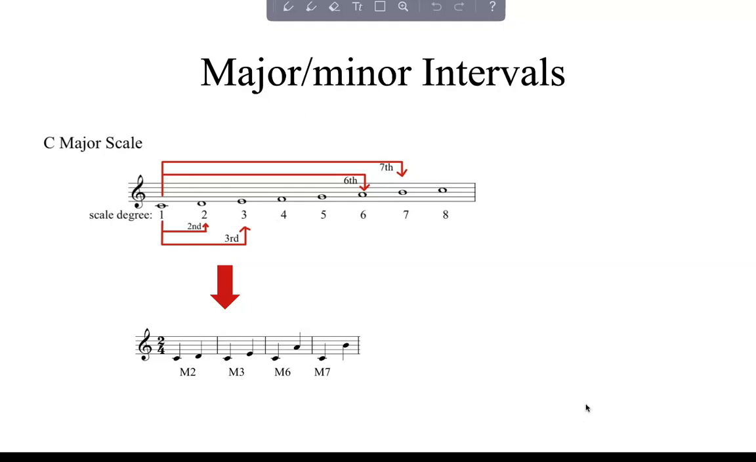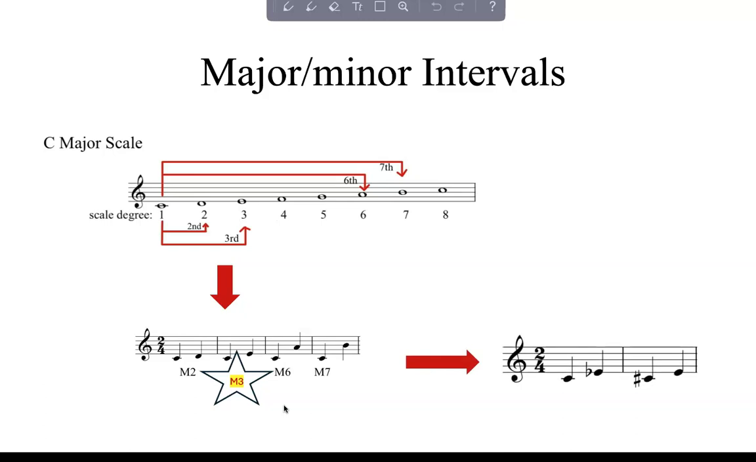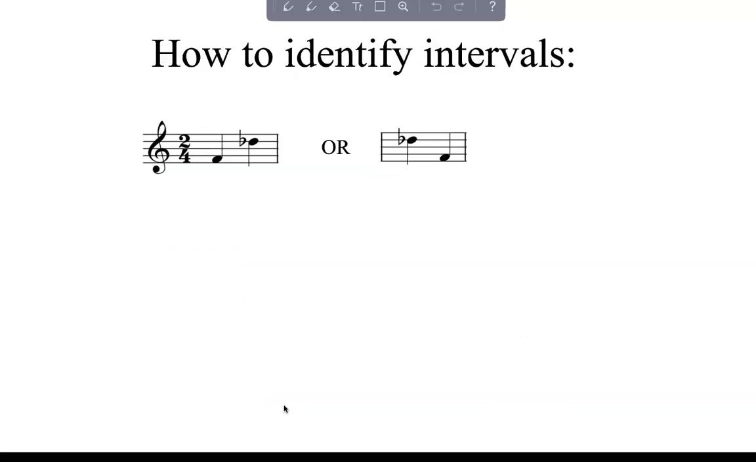Now let's take a look at minor intervals. I'm going to show you minor intervals by turning this major third into a minor third. Basically, we have two ways to do it. First is to lower the upper note a half step down. So we have C and E flat. Or we can raise the lower note a half step up. So we have C sharp and E. You can try to turn the other major intervals here on the screen into minor intervals as a practice.